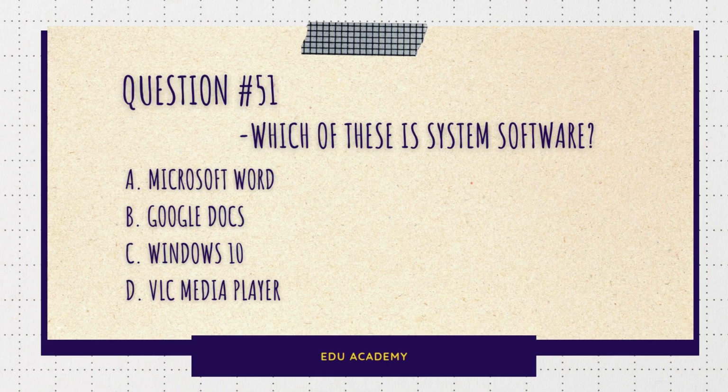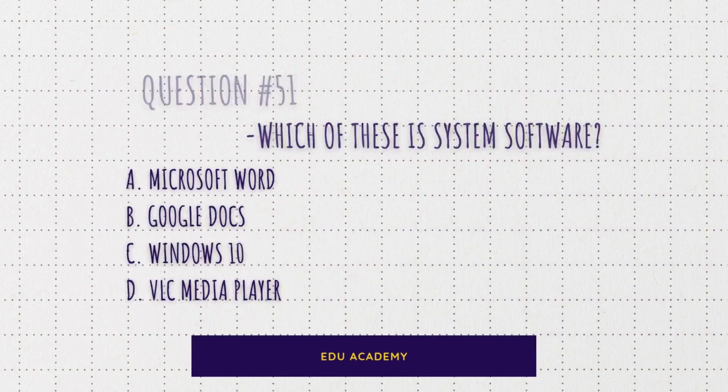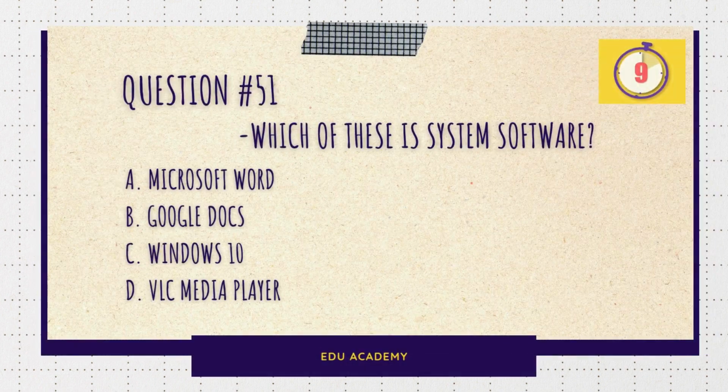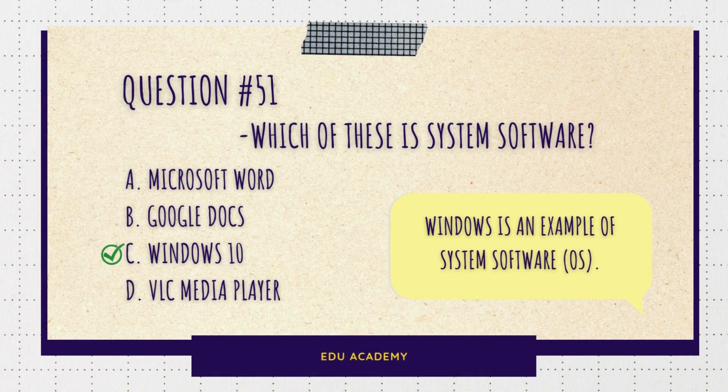A. Microsoft Word, B. Google Docs, C. Windows 10, D. VLC Media Player. You have 10 seconds. Time's up. Answer C. Windows 10. Windows 10 is an operating system, which is a type of system software. The others are application programs.